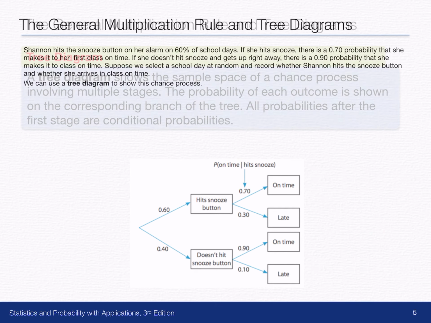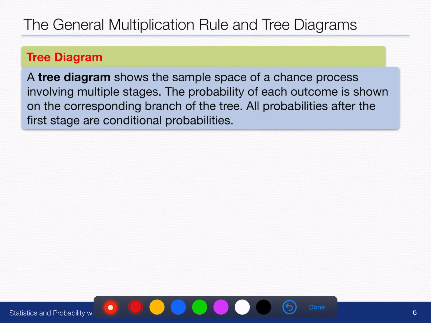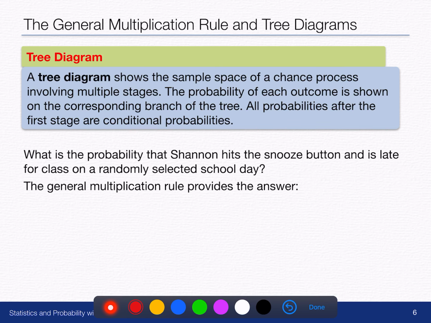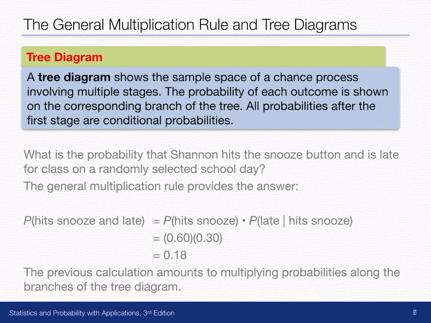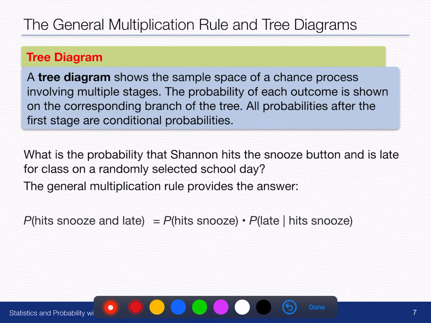Okay? Now, as we move on, the tree diagram shows the sample space of a chance process involving multiple stages. All right, so now we're going to take a look at the probability that Shannon hits the snooze and is late. So just like the formula said, we want the probability that the person hits the snooze times the probability that Shannon is late, given that Shannon hits the snooze button. I know it's a lot to take in, but just bear with me. As we move on, you're going to see in a visual in a second what I'm talking about.